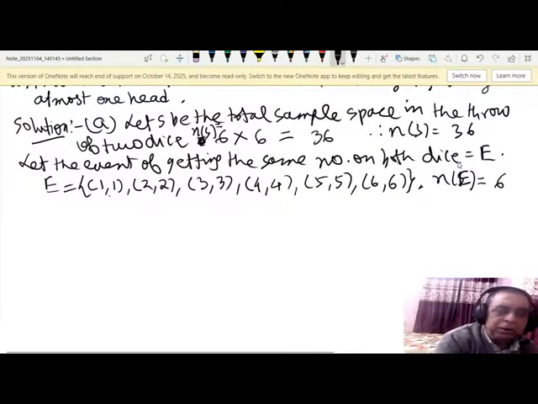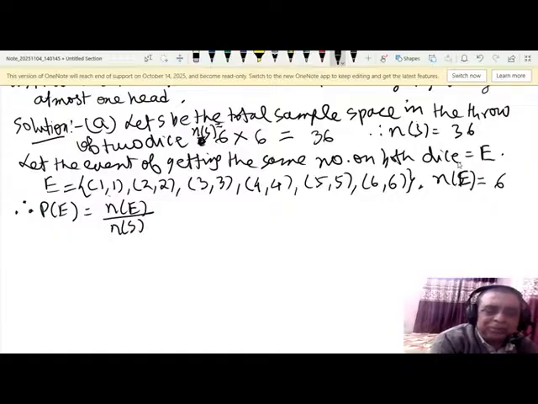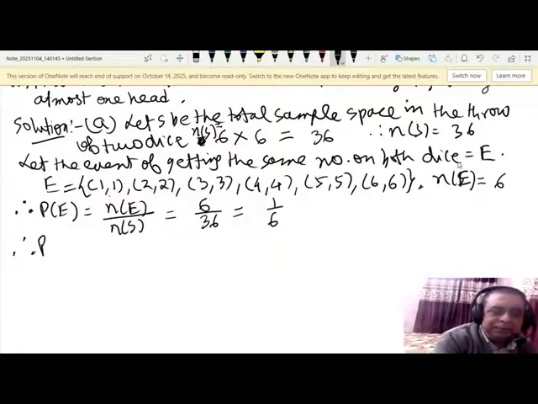So the probability of getting the same number on both the dice is denoted by PE. It is NE divided by NS, that is the number of outcomes favorable to the event divided by all possible outcomes. So NE is 6 divided by NS, which is 36. You divide both the numbers on the top and down by 6. 6 is the common factor, so it is 1 by 6.